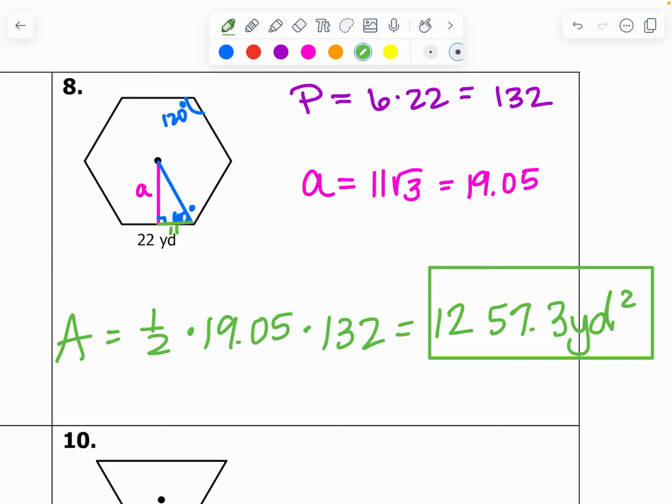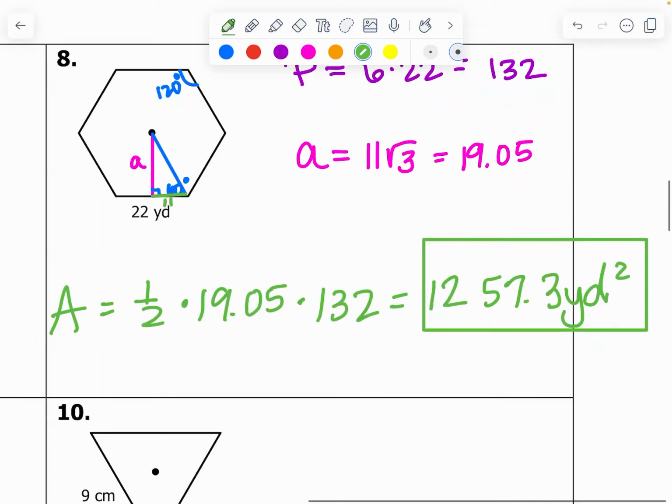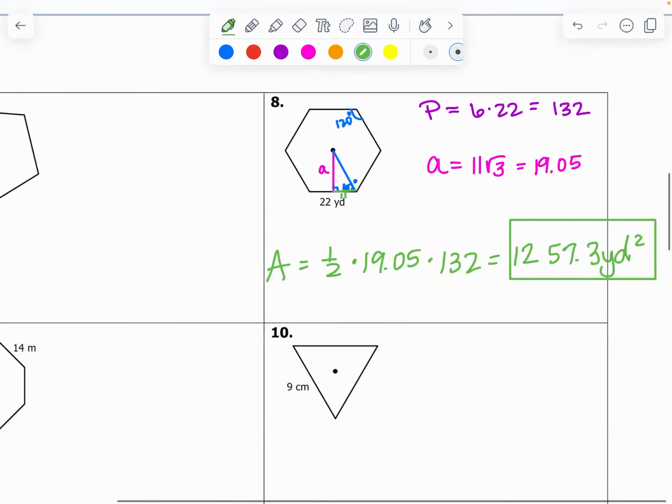Sure? Okay. Now, I don't know how time has gone so fast. I have so many more problems I wanted to do, but we won't have time. So I'm gonna pick one more. We're gonna skip all the way down to number 14.